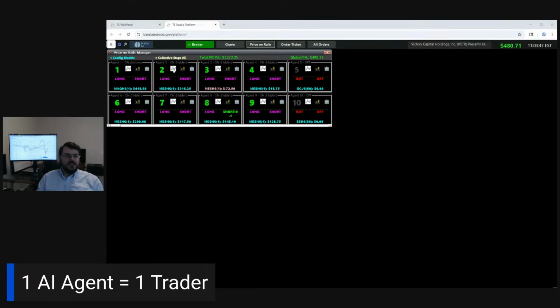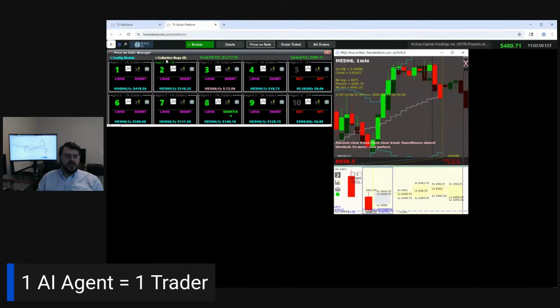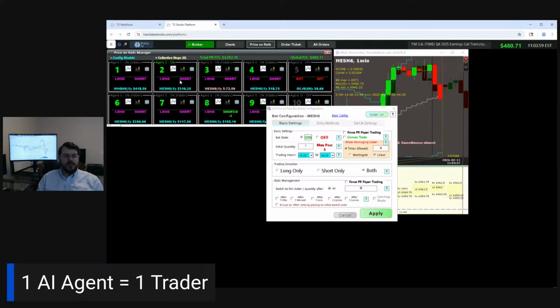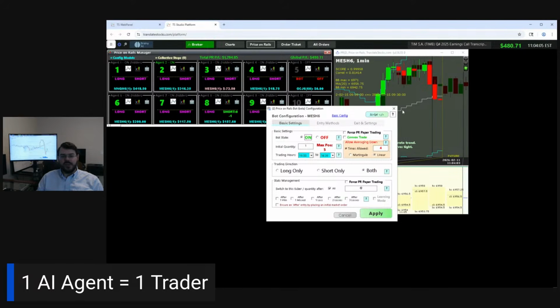I will show agent number 2 for you. So I have agent number 2 configured here. The white button is for the chart. The bot button here is to configure how the agent will trade. If you don't configure the agent, it will only show you the next 5 bars, the AI predictions, but it will not trade them. Okay.